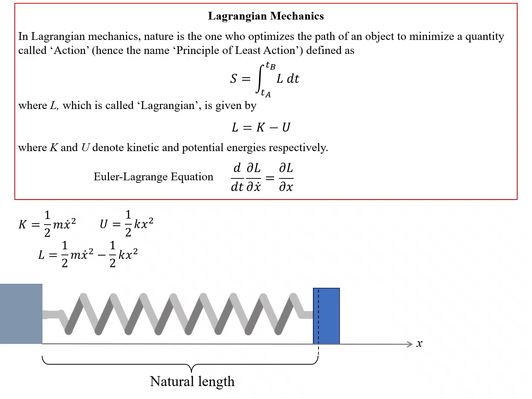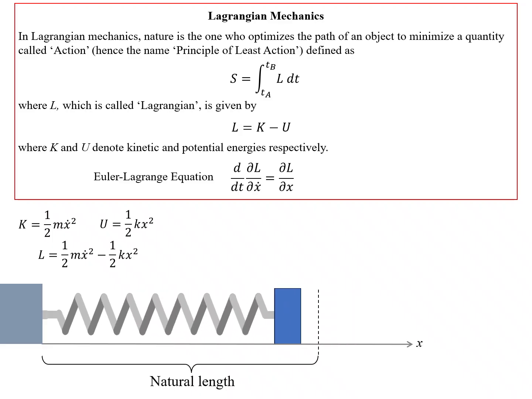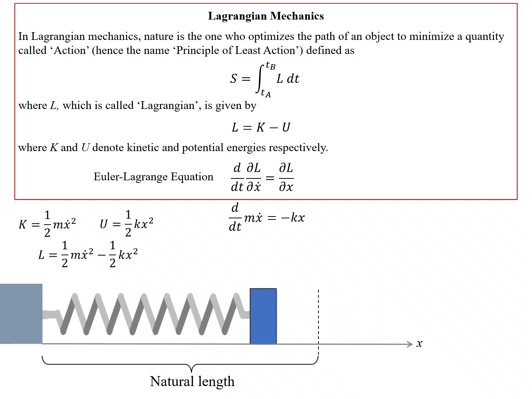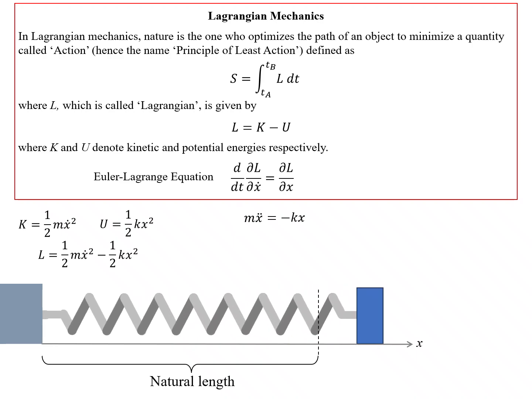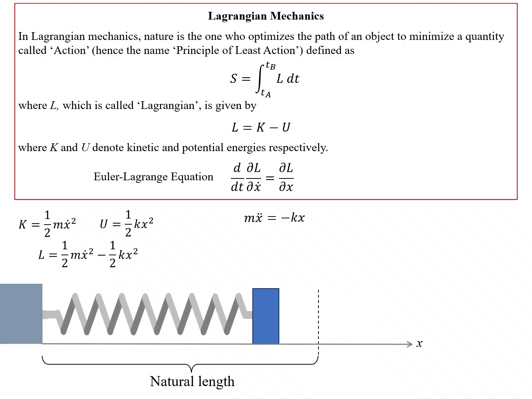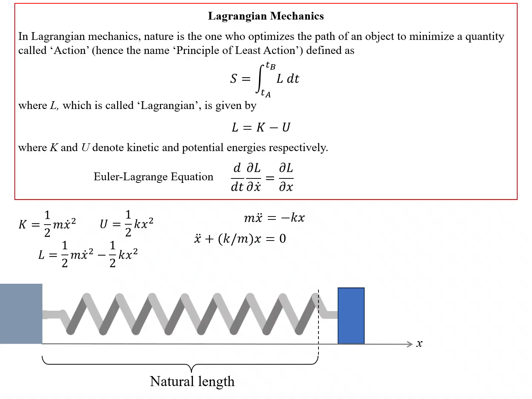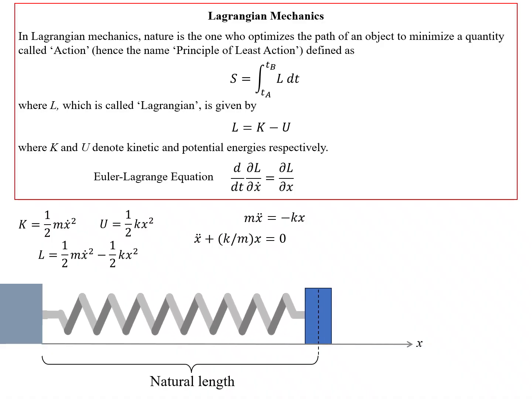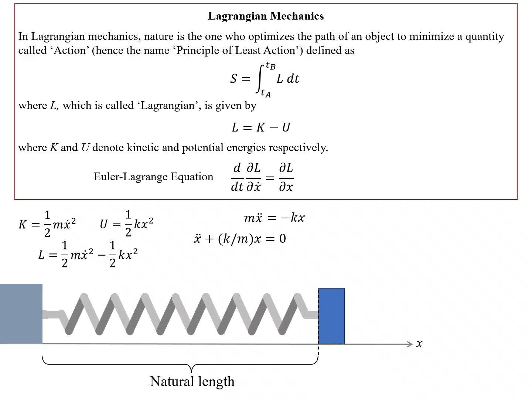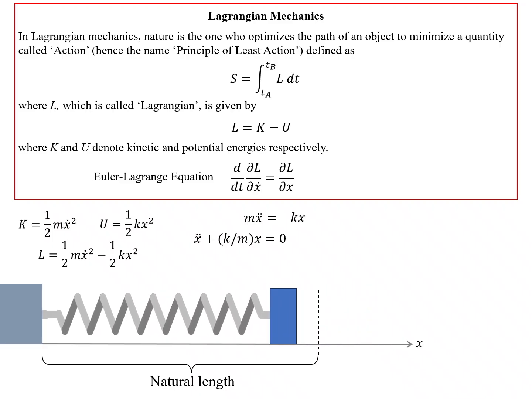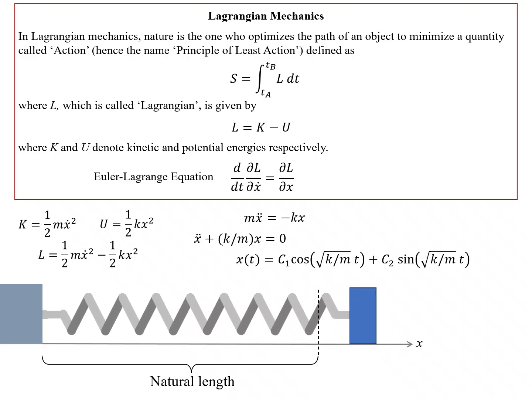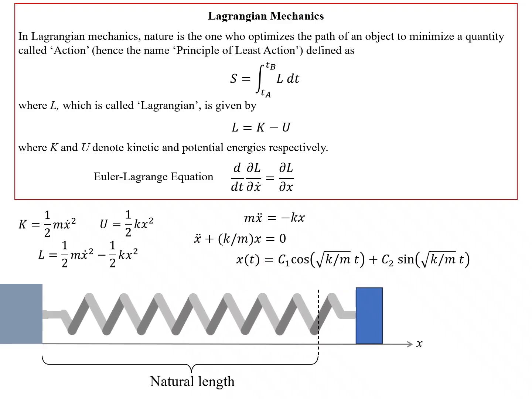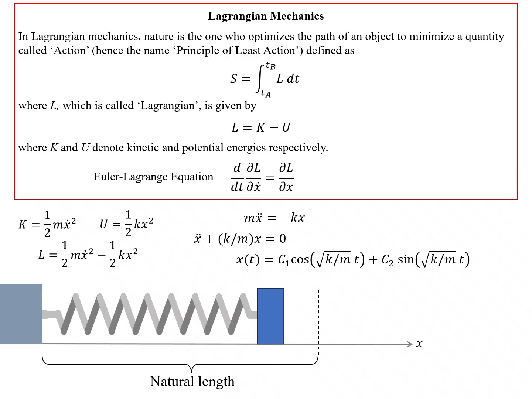From the Euler-Lagrange equation, we have d by dt of m x dot equals minus k x, or m x double dot equals minus k x, which can be written as x double dot plus k over m times x is 0. The solution of this differential equation of motion looks like this, and we can see that the spring will undergo a simple harmonic motion with angular frequency square root of k over m.